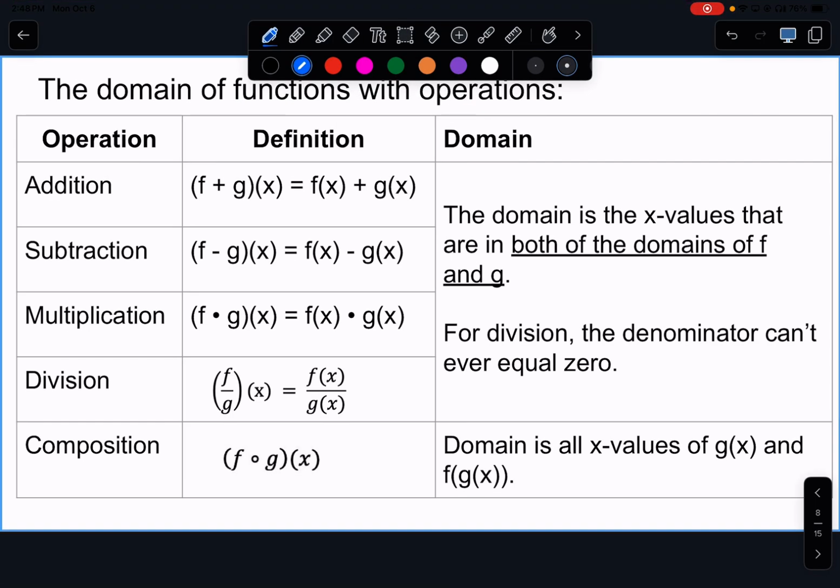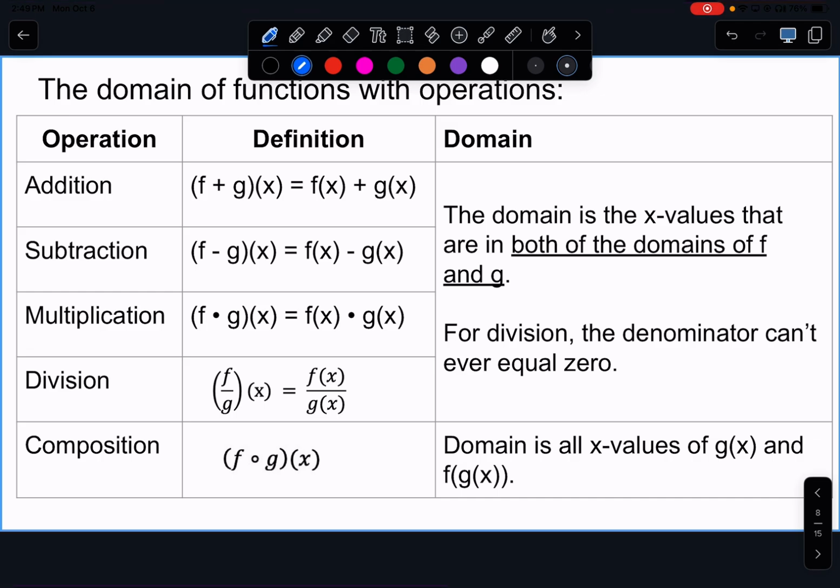The domain is the x values that are in both of the domains of f and g. So if we think about what we could put into f of x, and what we could put in g of x, then the domain of those two combined functions is what the domain of the new function will be. Most of the time, and I know you don't have a spot for this in your notes, it's going to be negative infinity, infinity. The main exception is when we have division. Okay? Division, you're going to have an excluded value.